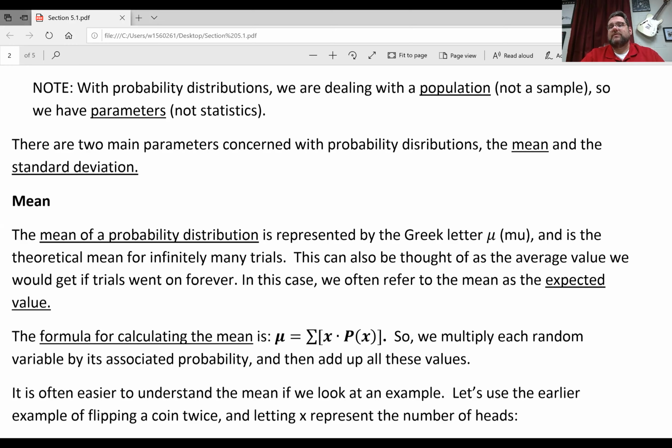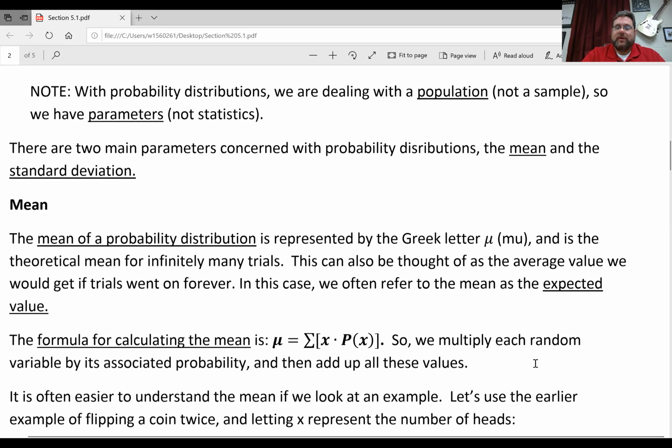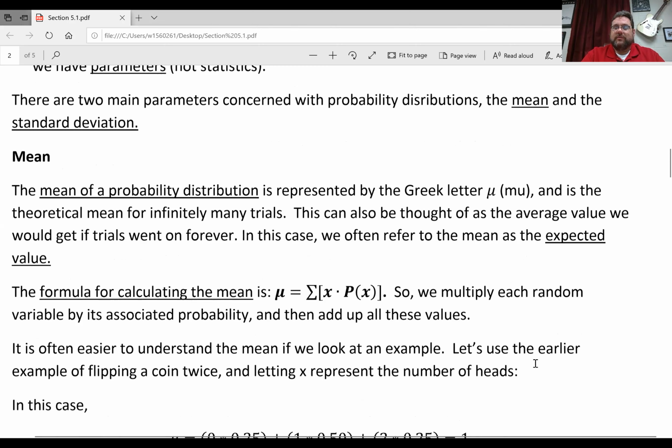Now, the mean we're going to represent by the Greek letter mu, and you see it right there. It's like a U with a little tail on the front of it. And it's defined here as the theoretical mean for infinitely many trials. Now, I don't like that definition because it uses mean to define mean. So basically, we can think of it as the average results we would get. You know, it's the expected value. Another definition for mean is expected value. It's what we would expect to get.